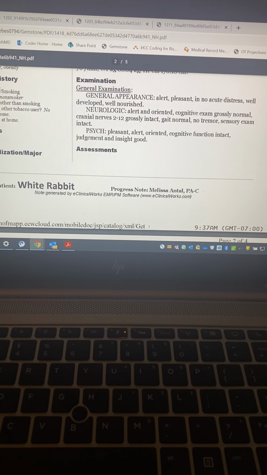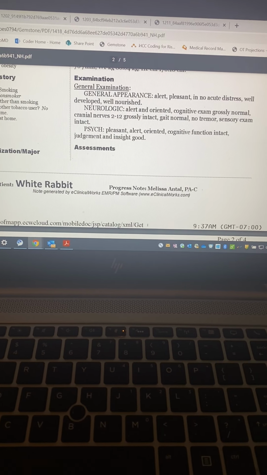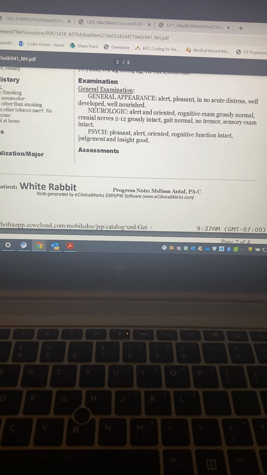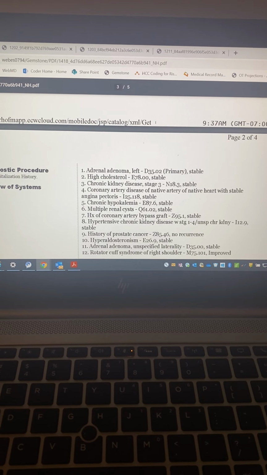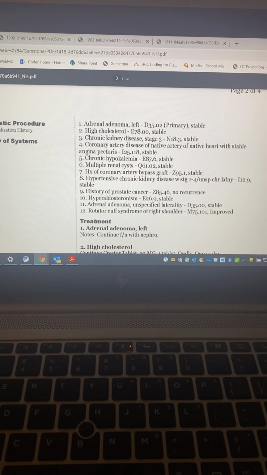After the doctor has talked to you to see what you're coming in for, they've given you your exam, they went through your medical history, your past medical history, your social history, and things like that, then they're going to assess what's wrong with you. So once they have assessed everything, here you go. These are the things they have assessed to be wrong with you.